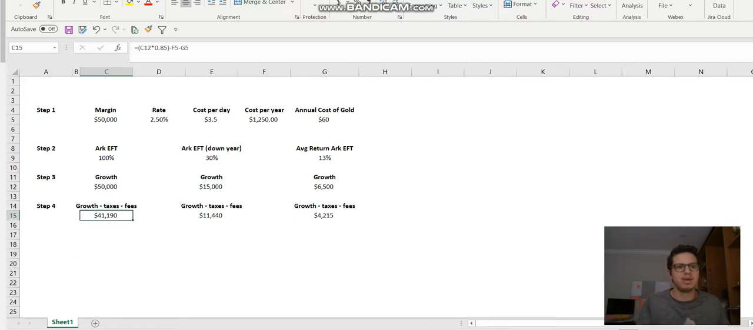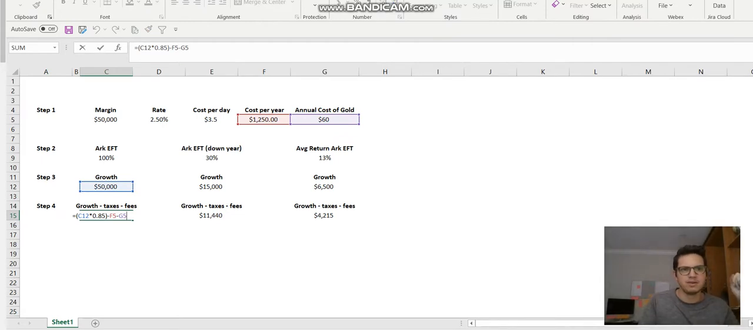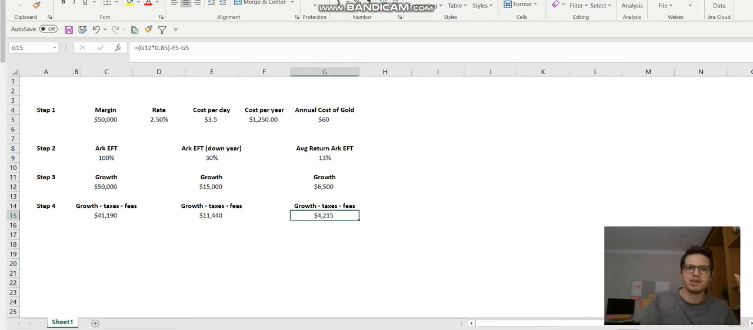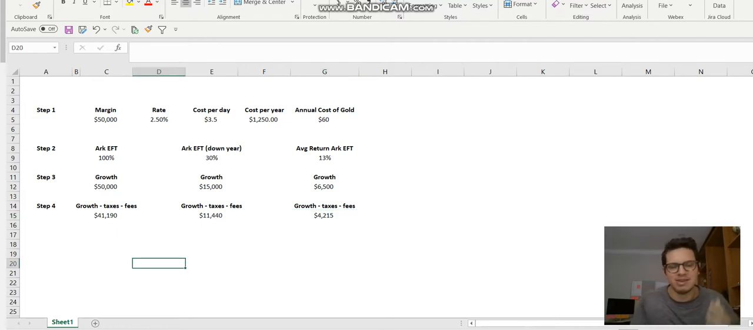On this example, I calculated the average tax rate of long-term capital gains, which is about 15%. So that's why I have that 85% here. So you get the 50,000 times 0.85 minus the cost per year of interest and then the cost per year of the Gold membership. So here I'm taking home 41,000. In example number two, I take home 11,000. And even in the lowest example, right, the average return on any ETF, you get 4,000, 4,200. Once again, that's essentially like free money.